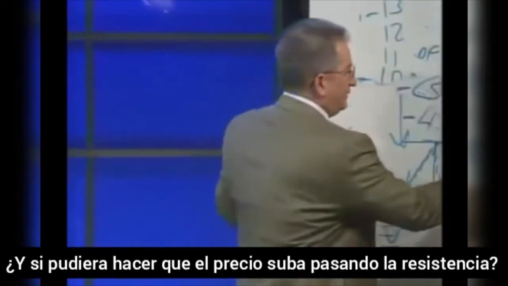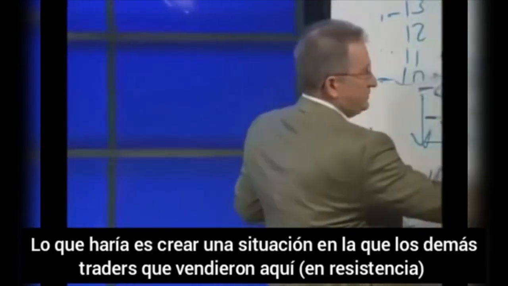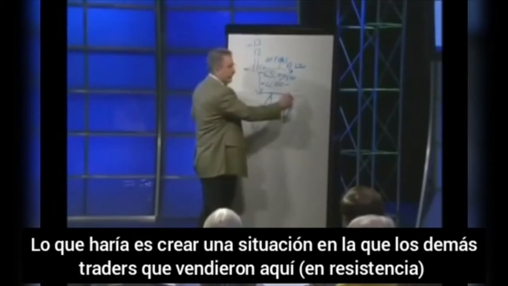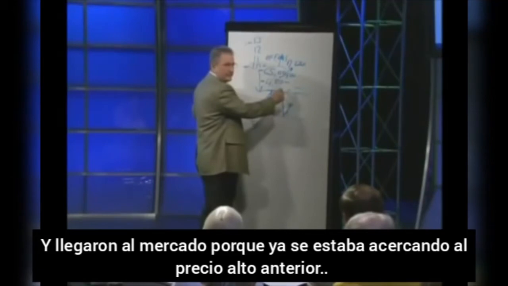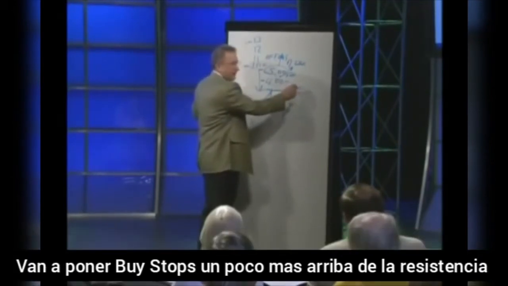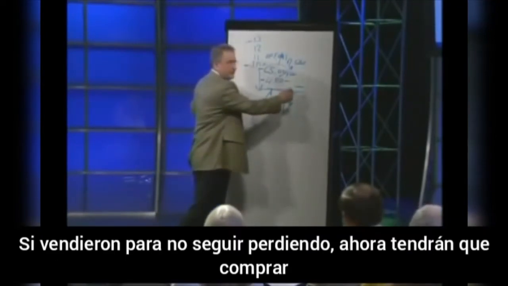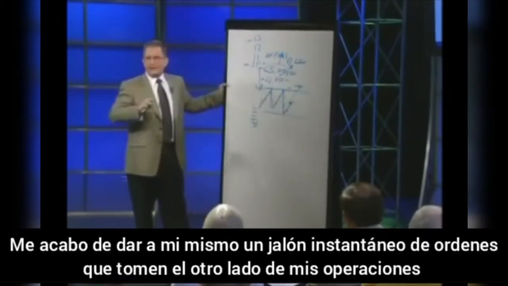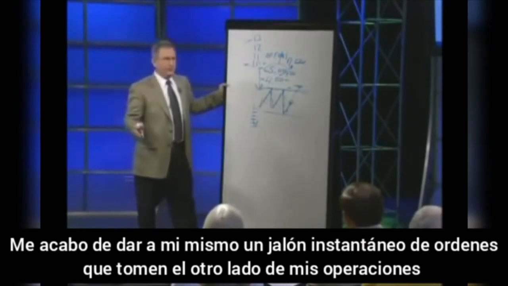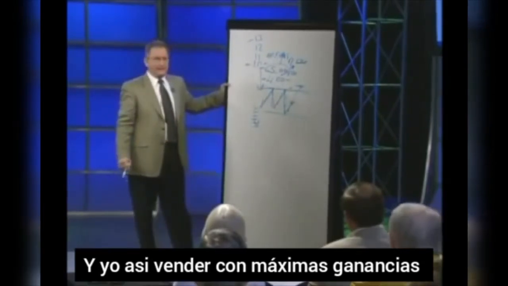But what if I can drive it a little past that resistance? What I'm going to have is a situation where all the other traders who sold at this level right here, that came into the market because it was approaching this previous high, are going to put their stops a little bit above the market. Now, what kind of stops are they going to be? They're going to be buy stops. If they sold and want to get out at a loss, they have to be buyers. If I can drive the market to those buy stops, I have given myself an instant pool of orders to take the other side of my trades and get me out at maximum profits.